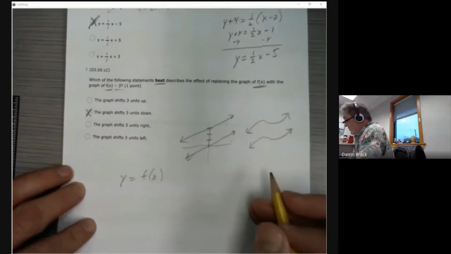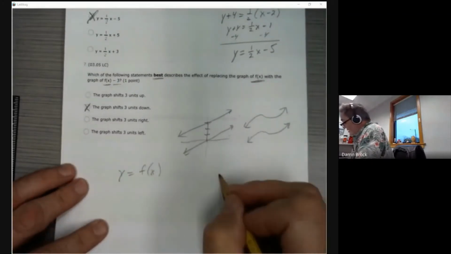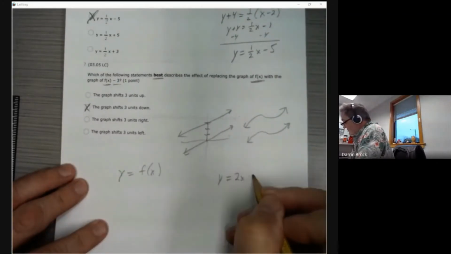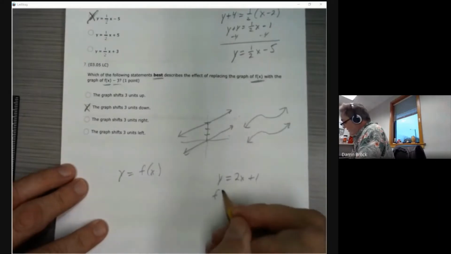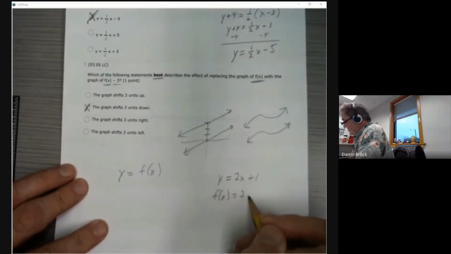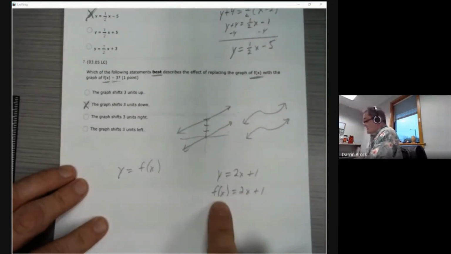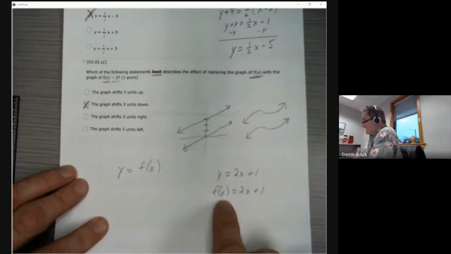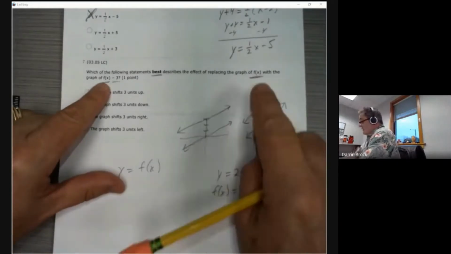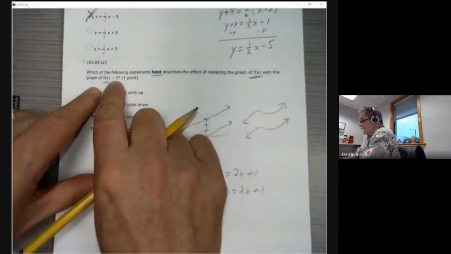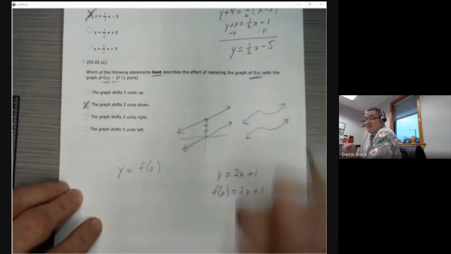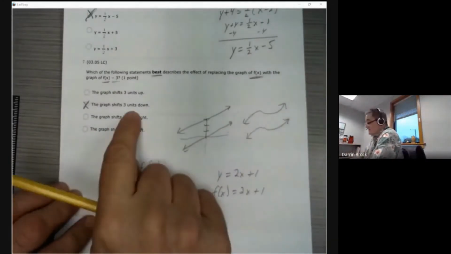Because when we write an equation, when we say y equals 2x plus 1, we could also say f of x equals 2x plus 1, because this is function notation. So these are the same thing, the y and f of x. So if we're subtracting from whatever the y is, y minus 3, it means it's going to come down 3 on the y-axis. So it's going to shift 3 down.